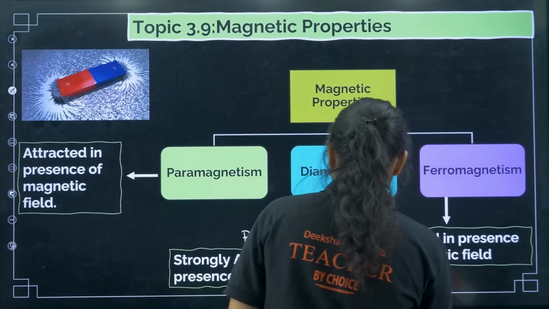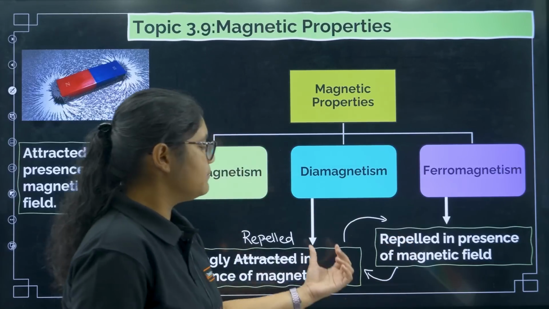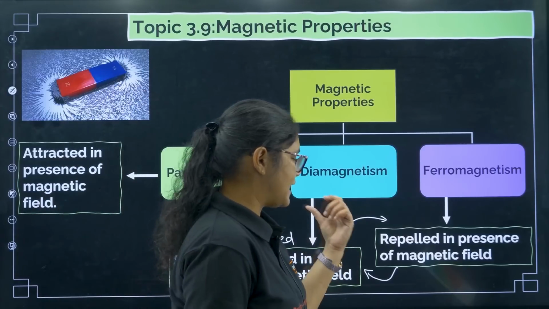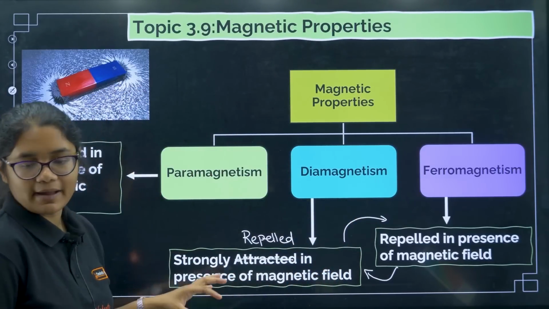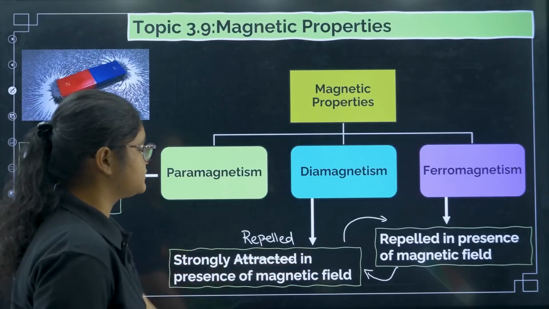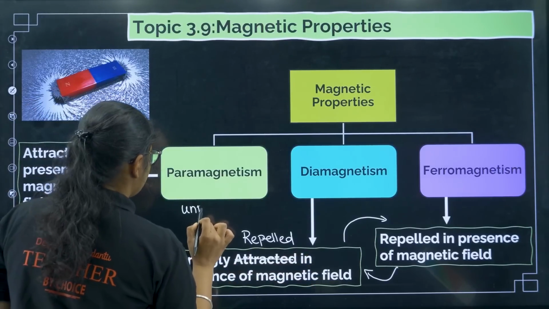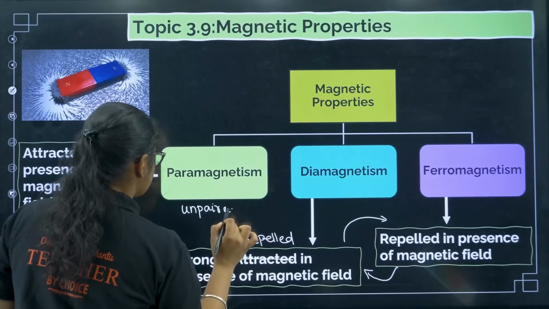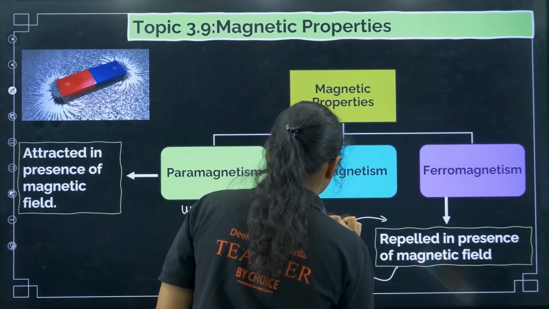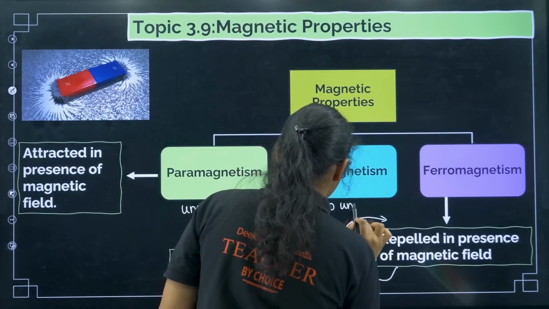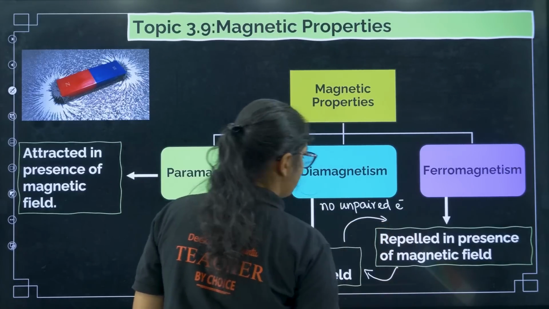Okay, here is a mistake, this is this one and this one. So repelled by the magnetic field is your diamagnetism. Ferromagnetism is strongly attracted in the presence of the magnetic field. So please exchange this one. And paramagnetism, when can you find? When you have unpaired electrons. And diamagnetism, when you have no unpaired electrons.